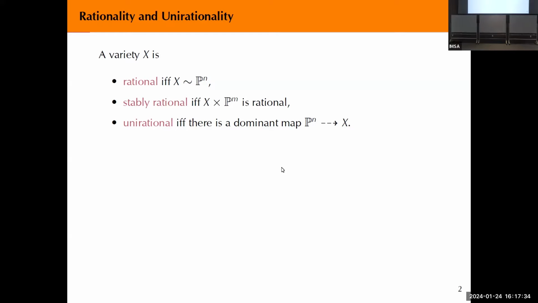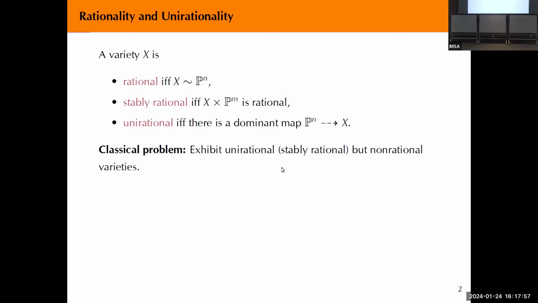There are different notions, and theorems about these things. Maybe all rational projective varieties are irrational in some families. Maybe hypersurfaces of certain degrees are always irrational, and things like this. But in any event, it's just a classical problem to try to distinguish these notions.